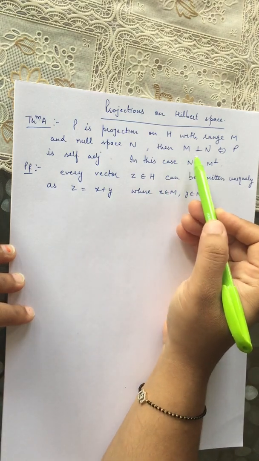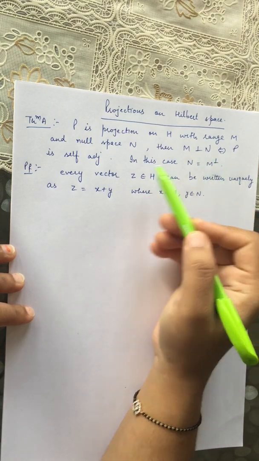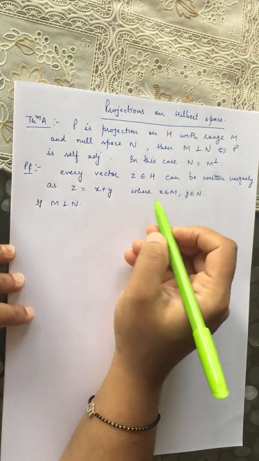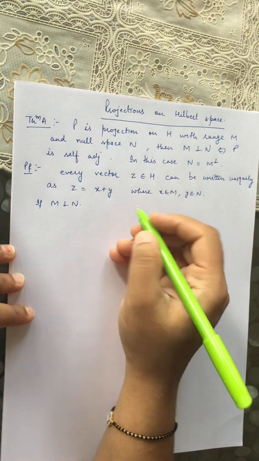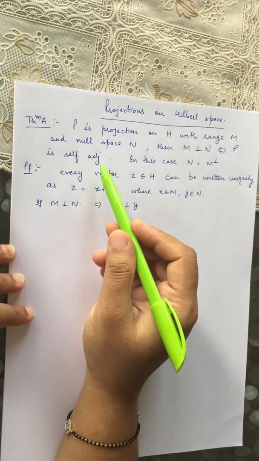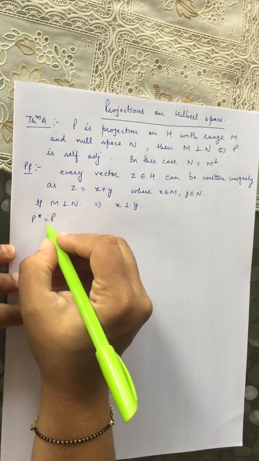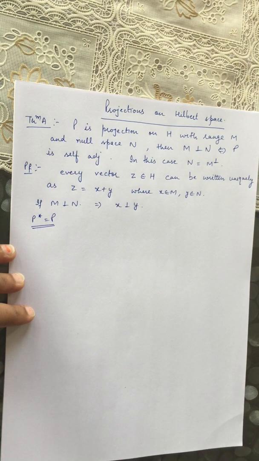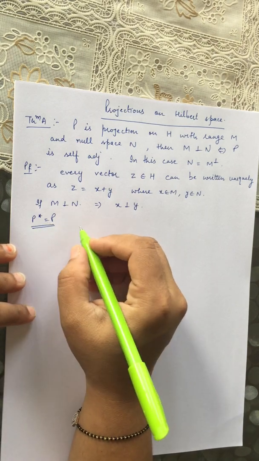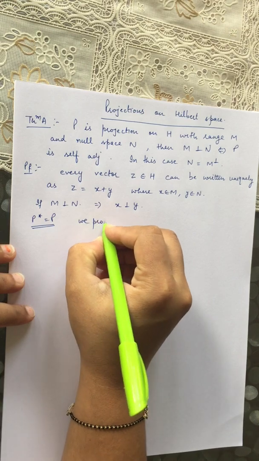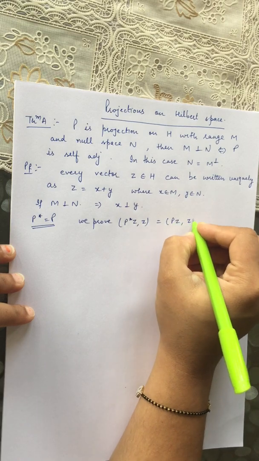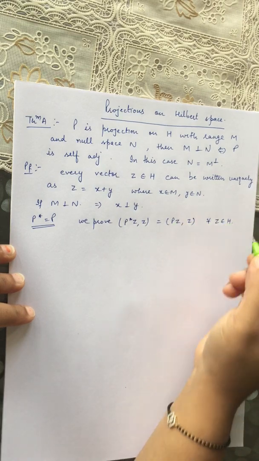Now we have to prove that M is perpendicular to N if and only if P is self-adjoint. So firstly we assume M is perpendicular to N. Since X belongs to M and Y belongs to N, X is orthogonal to Y. Now we have to prove P is self-adjoint. That means we have to prove P star is equal to P. For that we will prove this thing: (P star Z, Z) is equal to (PZ, Z) for all Z in H.